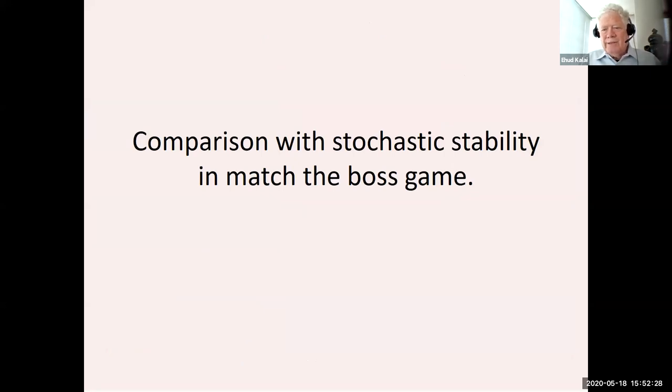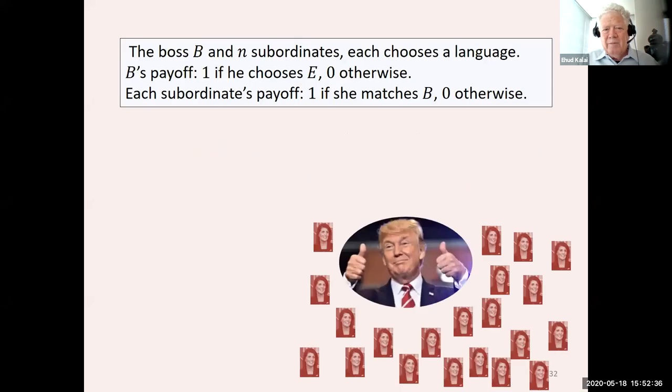Let me now contrast it with something else that comes up when I talk about this idea, and that is stochastic stability. And let me look at a specific game. Here is the game. There is a boss, one big player, and N different subordinates. I have the same picture, but there should be different people. I just didn't, I was too lazy. So there's a boss and N subordinates. Each has to choose a language again. And the boss's payoff is very simple. He gets one if he chooses English, he gets zero otherwise.